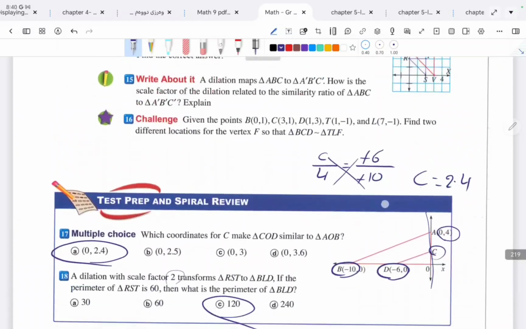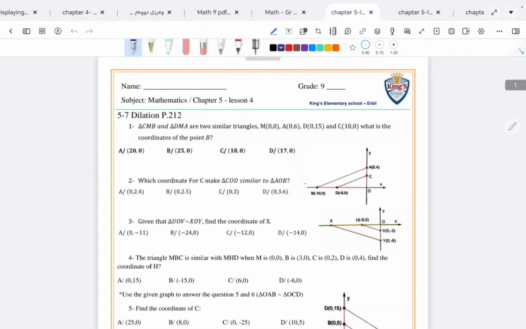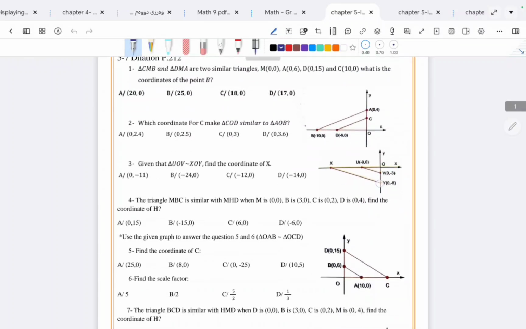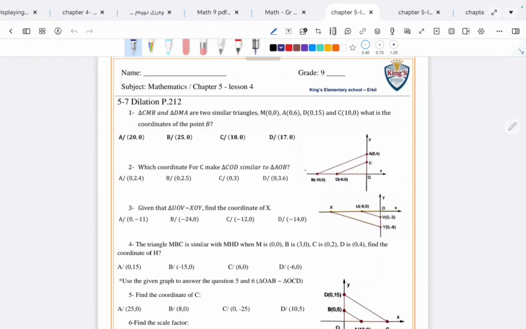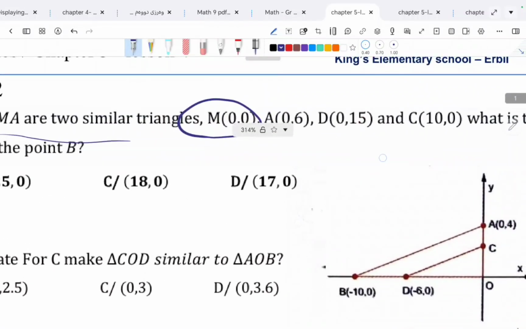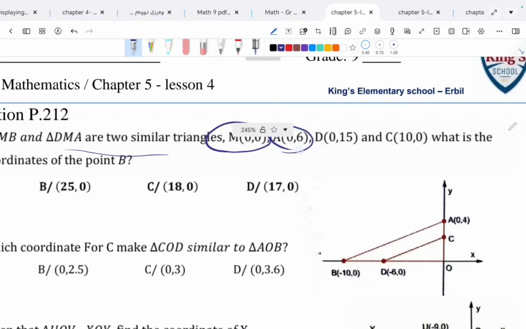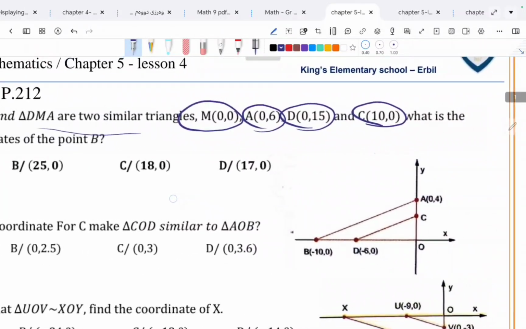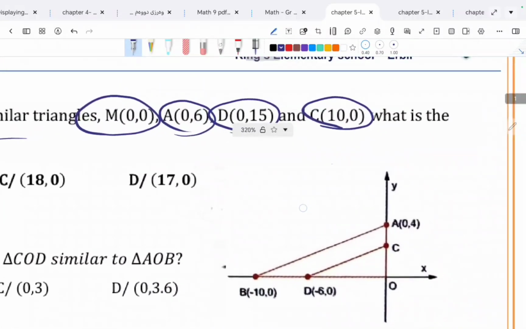And then we have a question like this in this topic. For example, they say, if CMD and DMA are two similar triangles, they give us 4 parentheses, like this. And they ask what's the coordinate of B. Let's see how to find it.